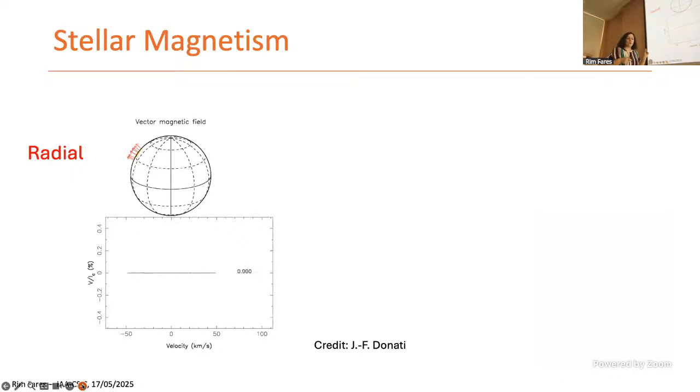If you see the spot, this is a radial field. So the field is always pointing towards you. So when you start seeing the spot, you start seeing actually a polarization signature. And if you notice here, the polarization signature has always the same shape. It will vary in amplitude, but it has the same shape. That's simply because the field is always pointing toward you.